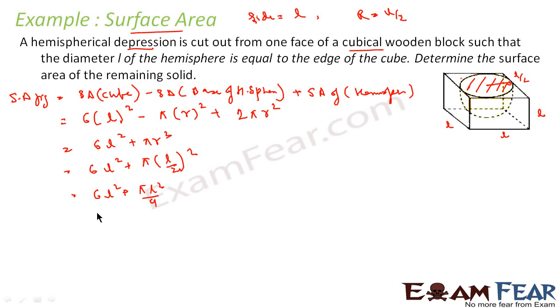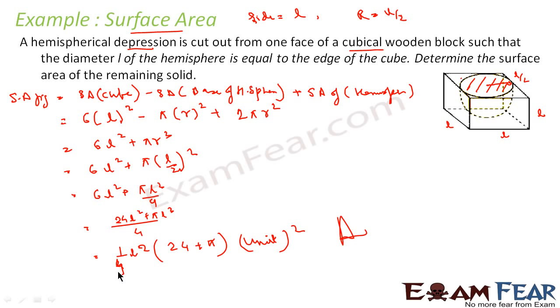So we will take 4 common. So this becomes 24L square plus pi L square, and we'll take 1 by 4 L square common because that is common across. So this becomes 1 by 4 L square into (24 plus pi). The unit is not given actually. It is not told whether it is meter or centimeter, so we'll say unit square. Why square? Because it is surface area, and that is my answer.